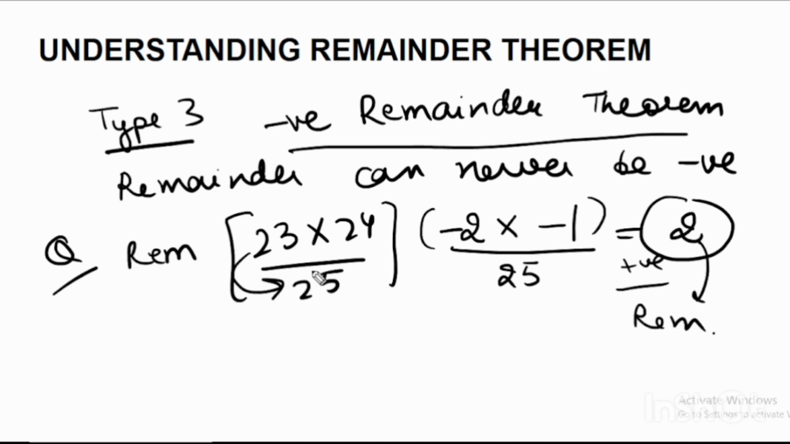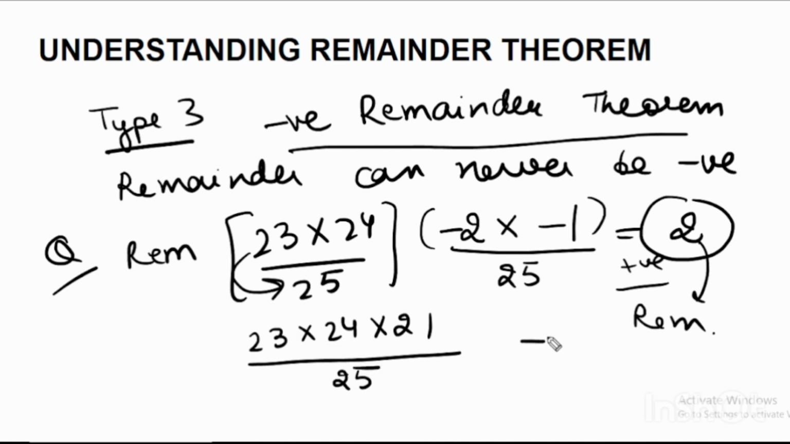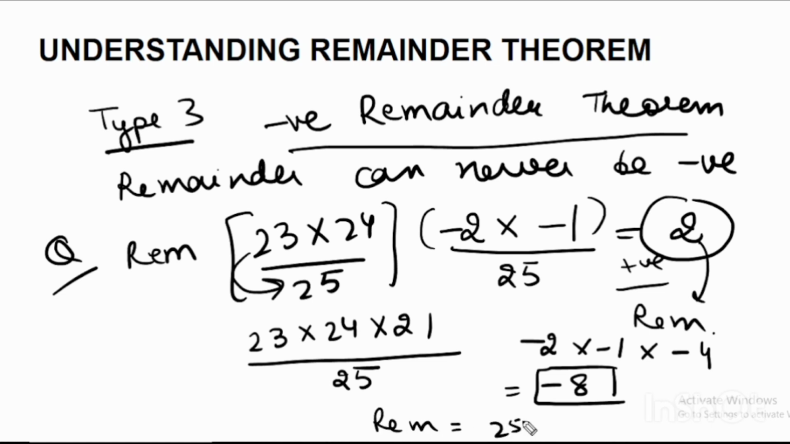If it is positive, like in this case, then this is your remainder, the final answer. But in case there are three numbers, say 23 into 24 into 21 divided by 25, then we go like -2 into -1 into -4, and it is becoming -8. Since it is negative, and I said remainder can never be negative, your actual remainder will be 25 minus 8, which is 17. This will be your final answer. So hope this type 3 is clear. Next we will go to type 4.